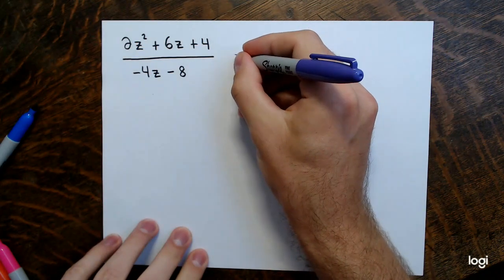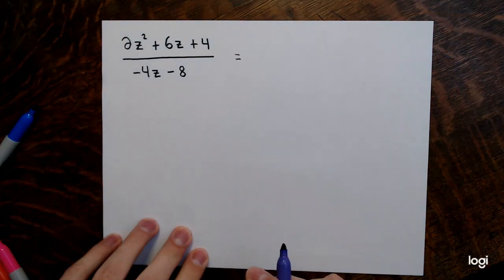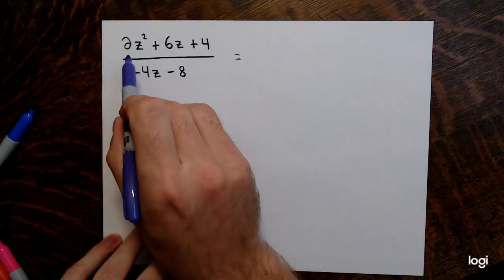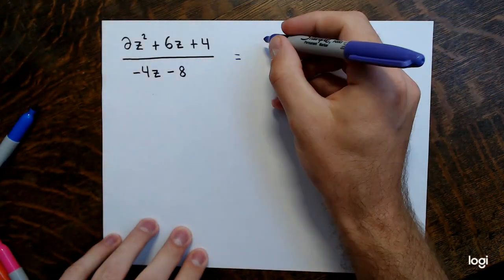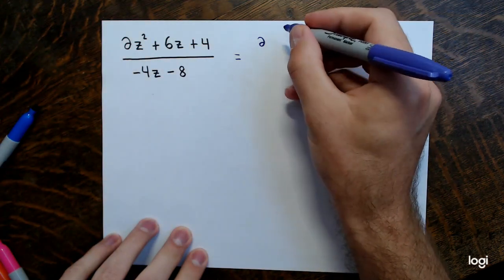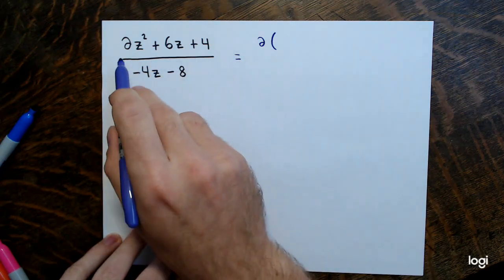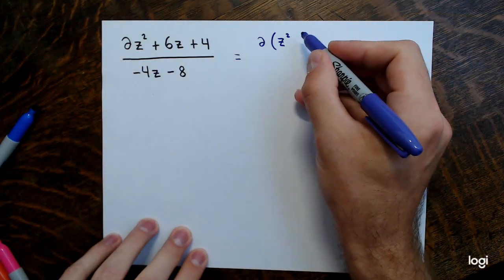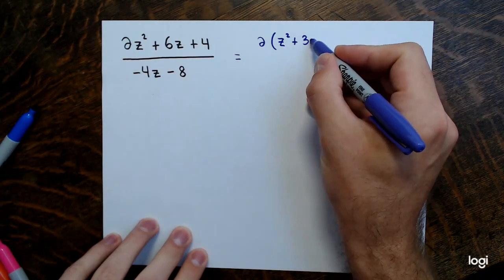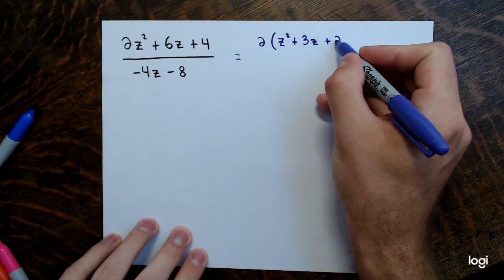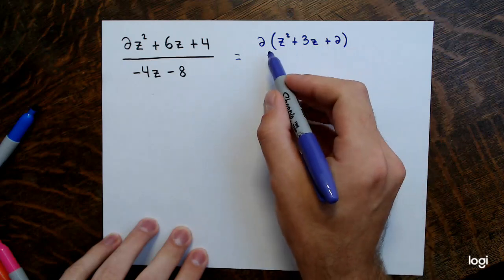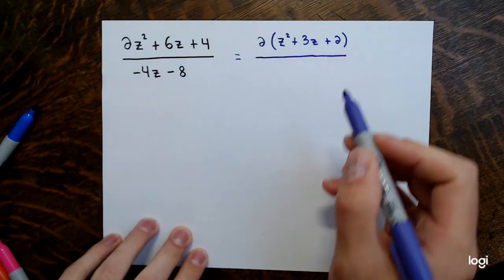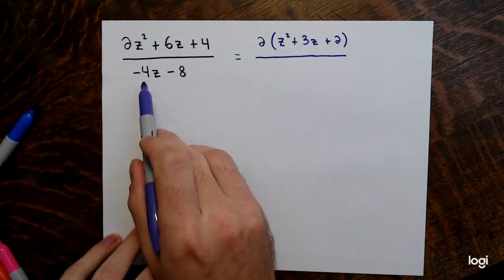First, I'm going to factor the numerator and the denominator completely. The numerator has a GCF of 2. Every single one of those terms has a 2 as a common factor. And when I remove 2, you'd have z squared plus 3z plus 2 left over. So I think we can go a little further with that. We'll factor that more.